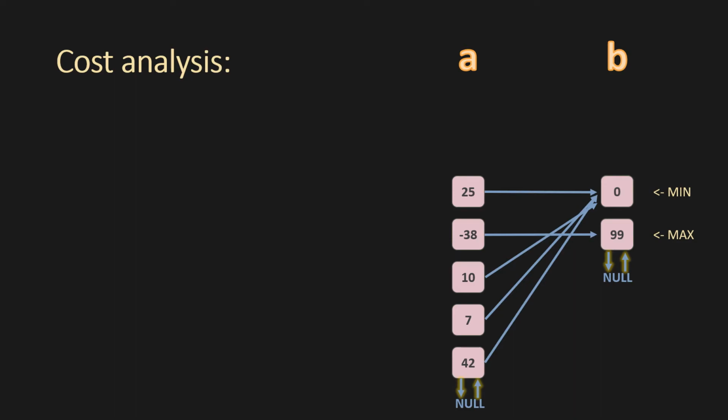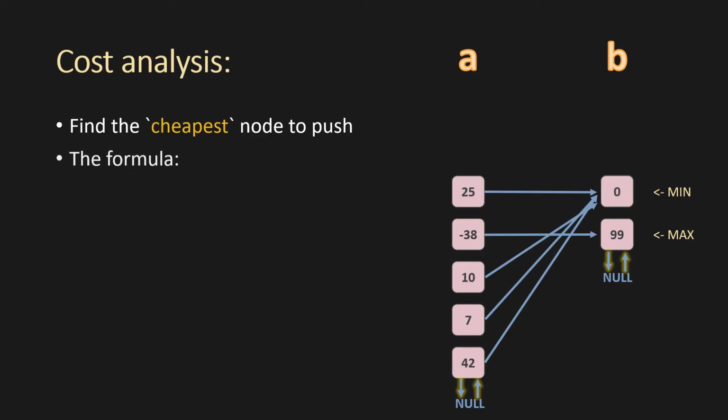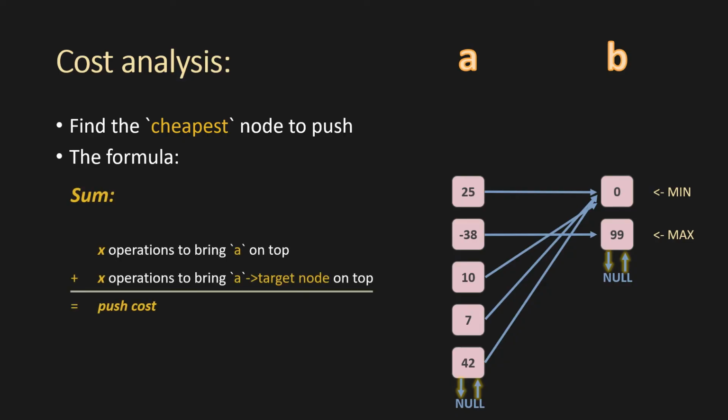The next step, and after each configuration from here on until we have only 3 nodes left in stack A, we need to calculate which A node we should push to stack B. In other words, from this point on and after each push, we need to find which A node is the cheapest to push to stack B. The formula to find the cheapest node to push is the sum of how many operations it will take to bring A on top, and how many operations it will take to bring A's target node on top, and that gives us our push cost.